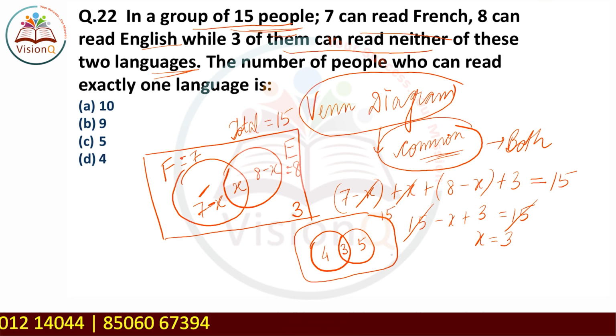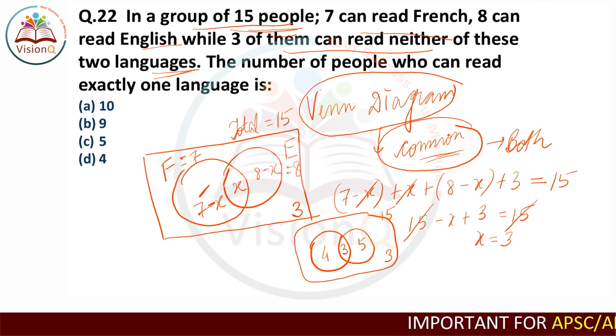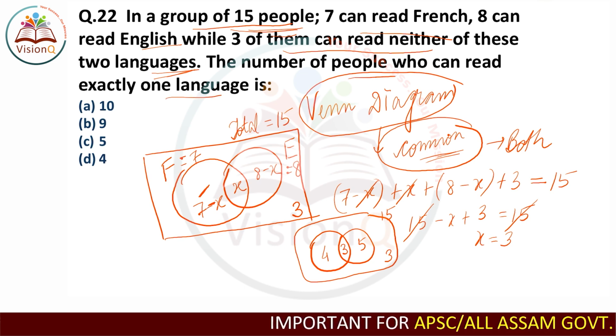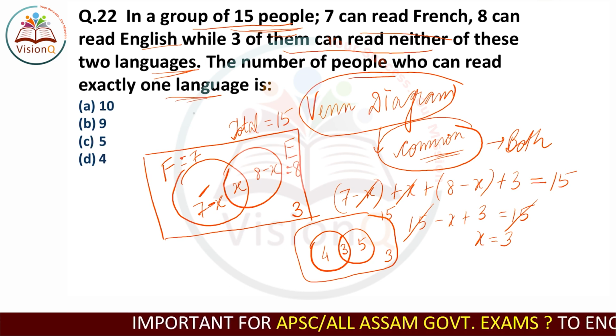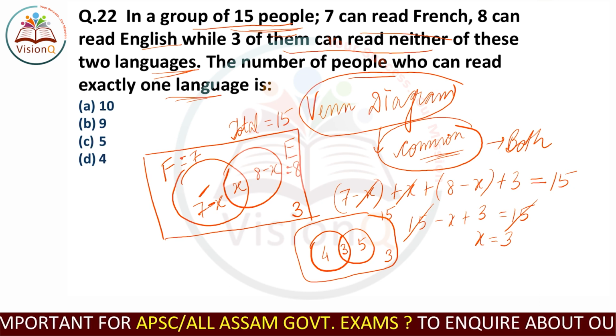The region outside the circles represents those people who can read neither English nor French. It is 3. Now it is asked to find the number of people who can read exactly 1 language. That means they can read only 1 language. Now what do you get from this line?